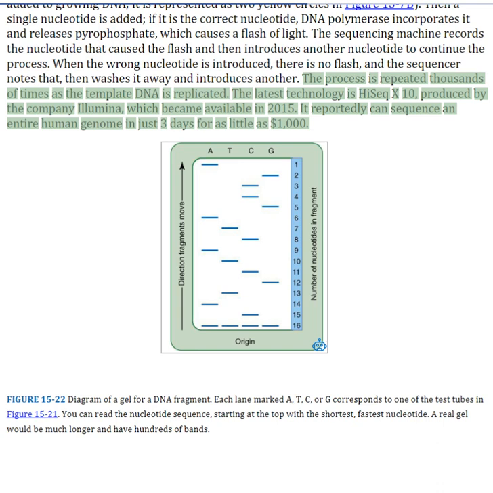The latest technology is HiSeq X10, produced by the company Illumina, which became available in 2015. It reportedly can sequence an entire human genome in just 3 days for as little as $1,000.